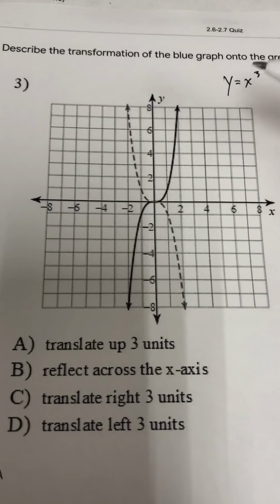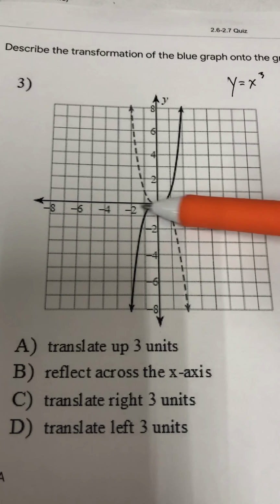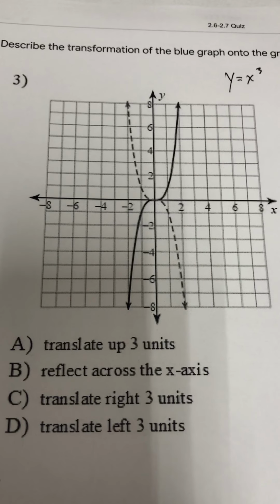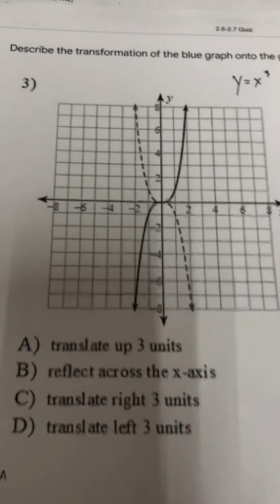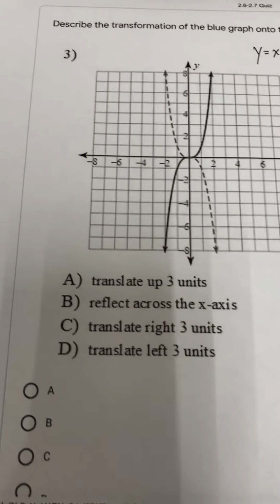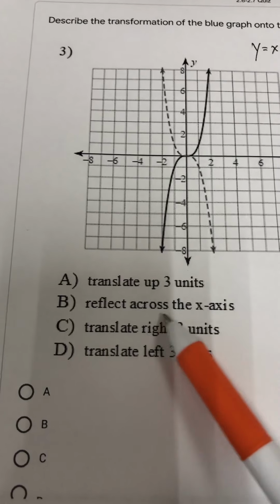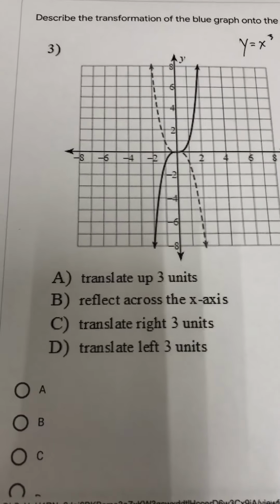notice it did not move up. It did not move right or left. But it's going to be over one of the axes or something. I can't tell you anymore. I don't want to, this is a test. So it's either a translate up 3 units, reflect across the x-axis, translate right 3 units, or translate left 3 units.